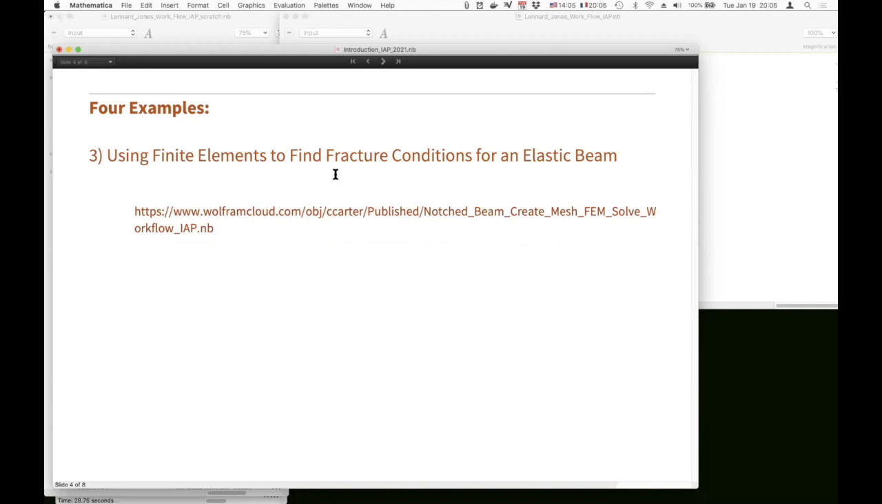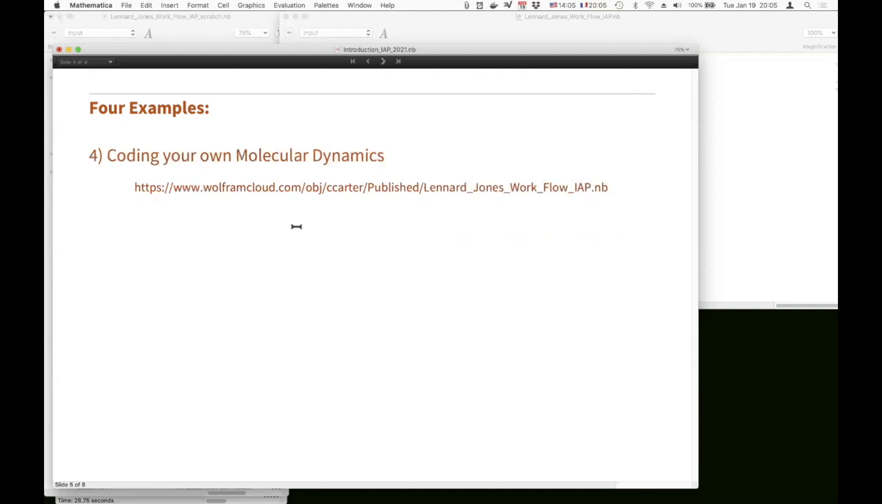The third one is I'm going to show you some examples of using finite elements. Wolfram language now has a fairly extensive finite element package. And I'll show you an example of usage to look at fracture conditions. And my fourth example is coding up your own molecular dynamics code. Okay, so I have all 4 of these examples.